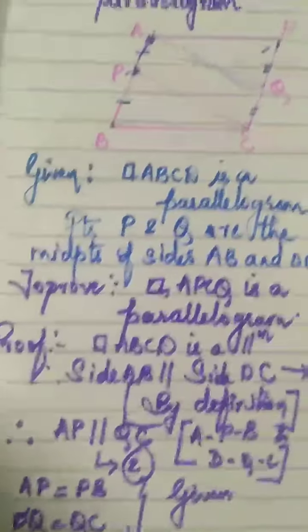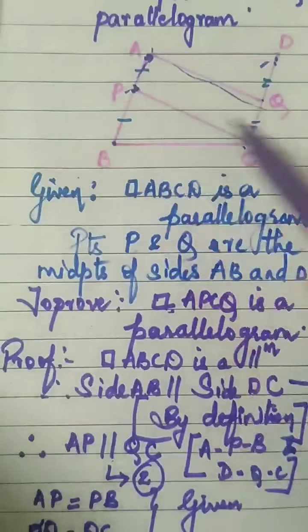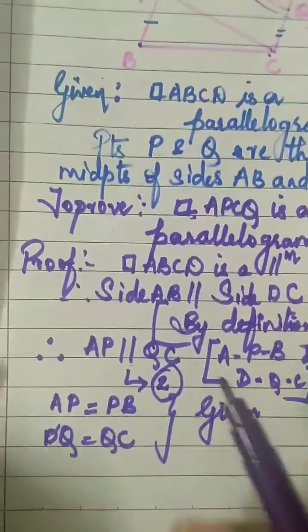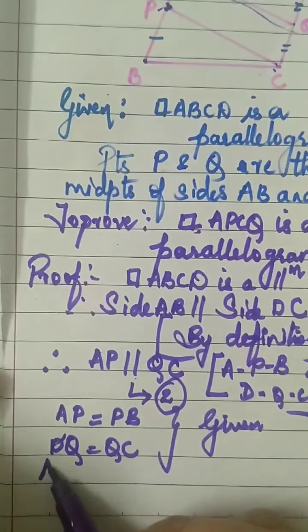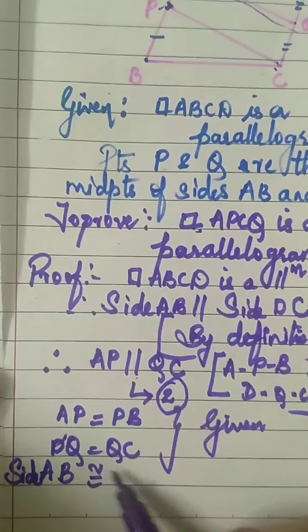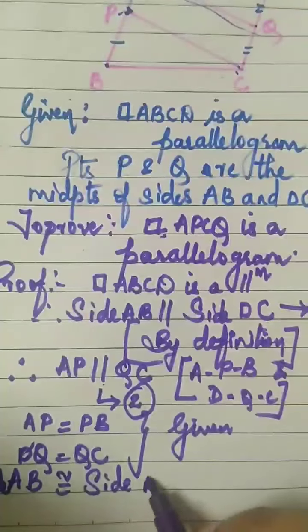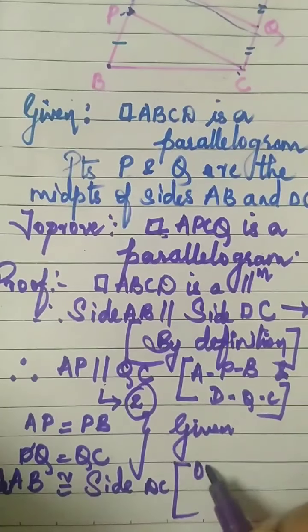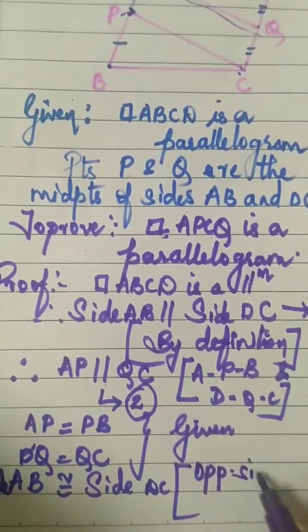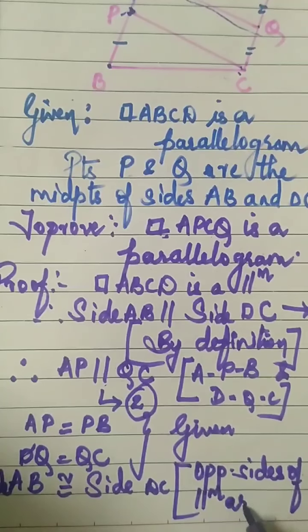Now what is the other thing that you know? This big quadrilateral is a parallelogram. That means the opposite sides are congruent. So let us write that. Side AB congruent to side DC. Why? Opposite sides of a parallelogram are congruent. This reason you will write.